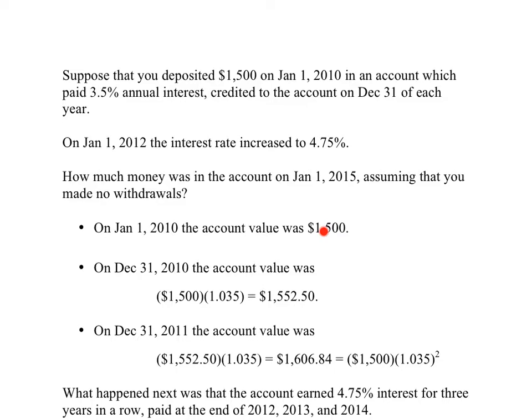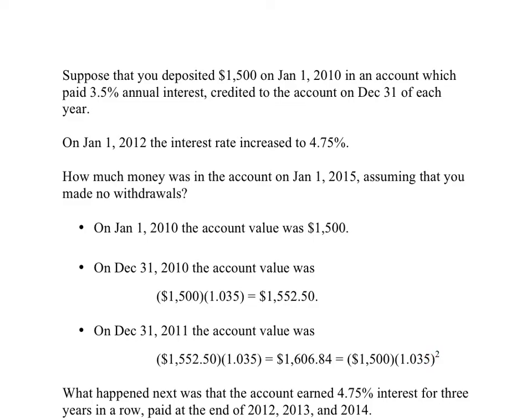You start out with $1,500 in the account. At the end of the first year, you multiply once by the one-year growth factor to get $1,552.50. That amount of money sits in the bank all year long through 2011. So that amount gets multiplied at the end of 2011 by the one-year growth factor. And that gives you $1,606.84. Notice that actually that 2-year span could have been handled by a single multiplication by a 2-year growth factor, because you've got 2 years worth of growth captured by this one expression, 1.035 squared.